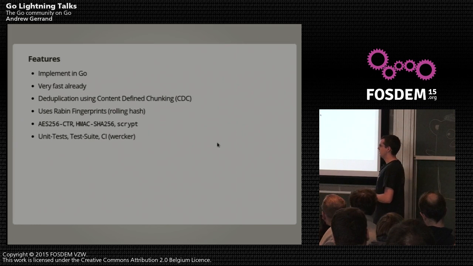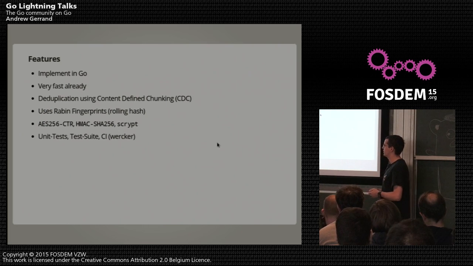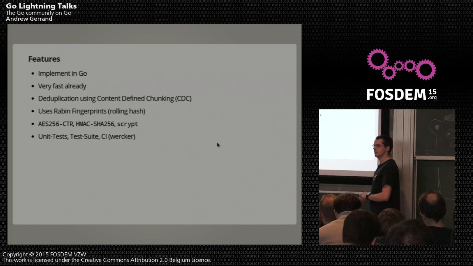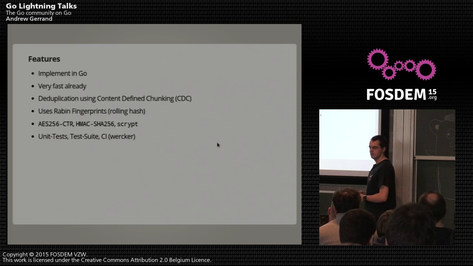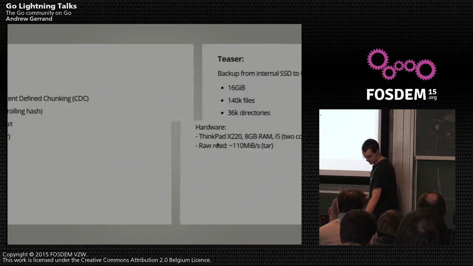You should read it. Then I'm using AES in counter mode, HMAC with SHA-2, and scrypt. And I have some unit tests. I have a test suite at the moment implemented in Bash because I would like to have a second language besides Go for that, but this might change at another time. And I've set up a continuous integration server with Werker, so every push to the GitHub repo is automatically built and the test suite is run. At the moment, it's licensed under the BSD 2-clause license, so it's free software.